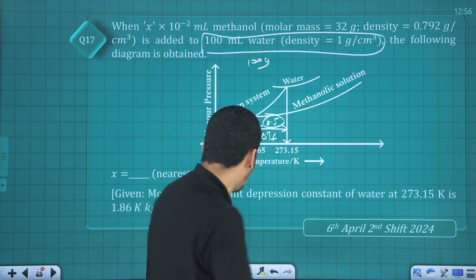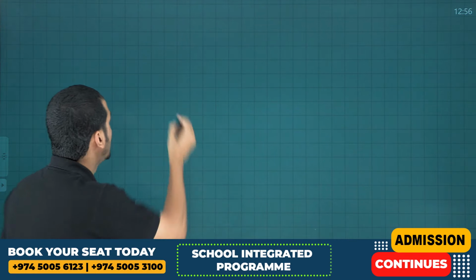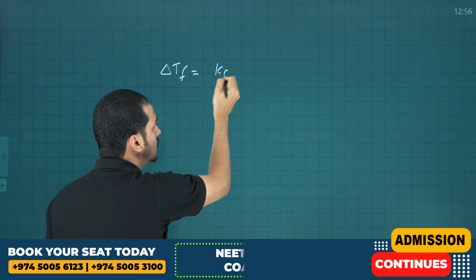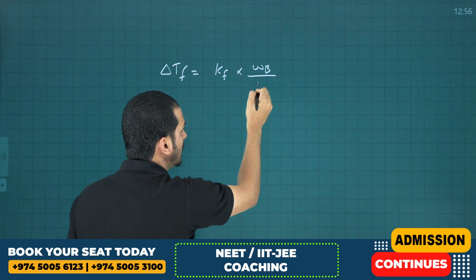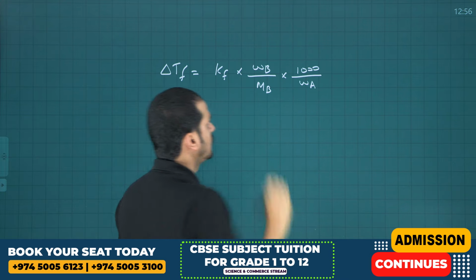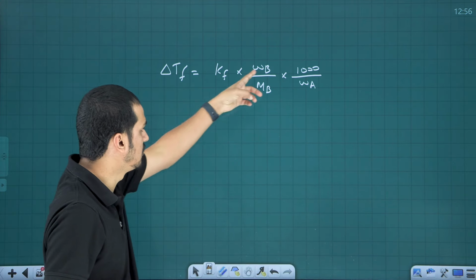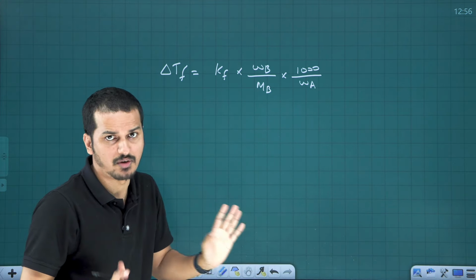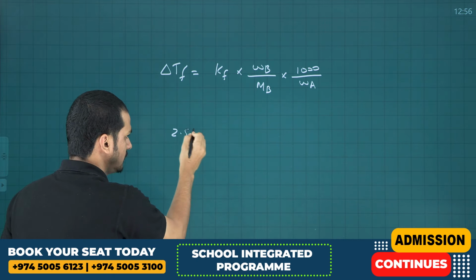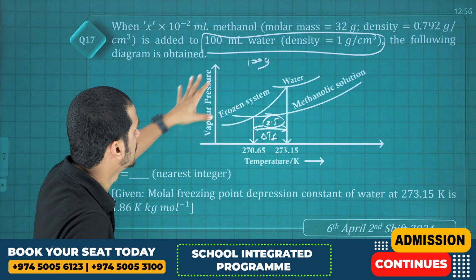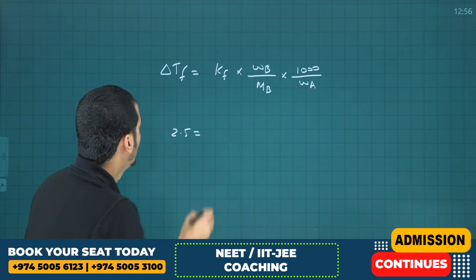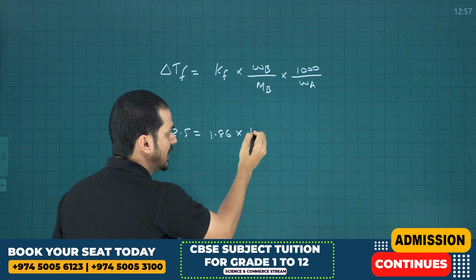From that we have to find out the unknown. Whenever we know delta TF, we have the equation delta TF equal to Kf into Wb divided by molar mass into 1000 divided by Wa. Correct, dears? Wb by Mb into 1000 divided by Wa. We can substitute the values. Delta TF value is 2.5 equal to the Kf value, which is given for water: 1.86. Wb I have to find out.